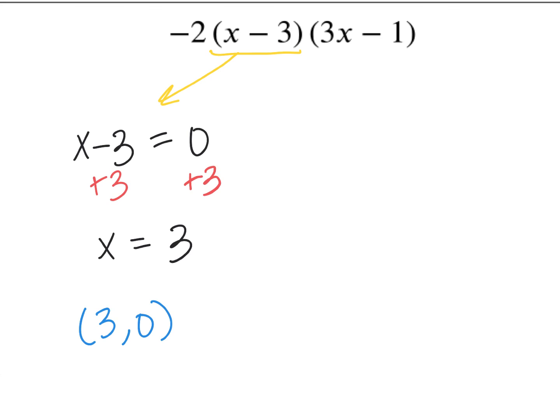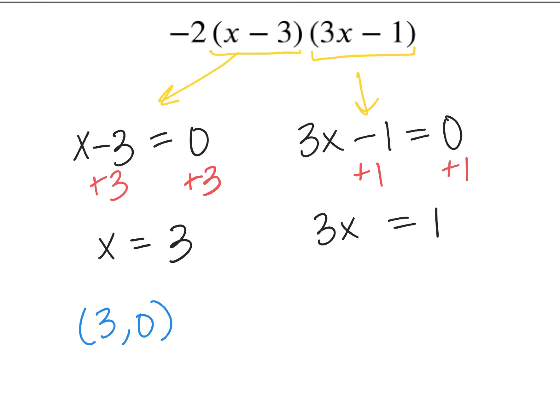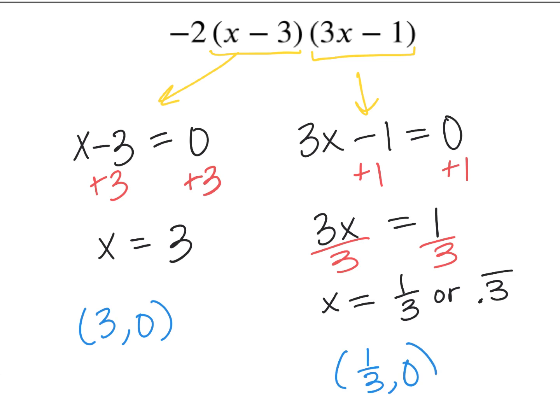And then this is our last factor to find. We have 3x minus 1. And we're going to make it equal to 0 as well. So we add 1 to both sides. And we get 3x is equal to 1. And then we need to divide by 3 on both sides. And we're going to get that x is equal to 1/3. Or if you put that in Desmos, that's 0.3 repeating. So the solution is (1/3, 0), or (0.3 repeating, 0).